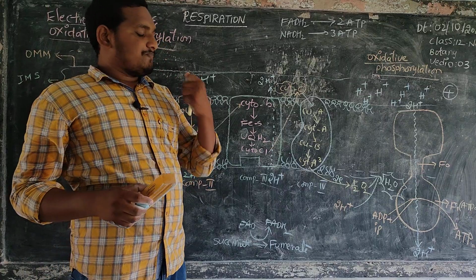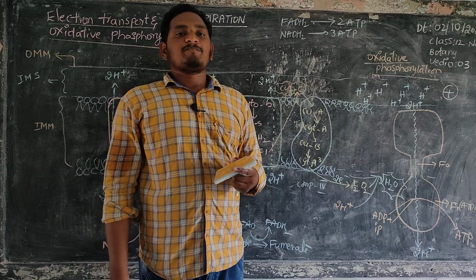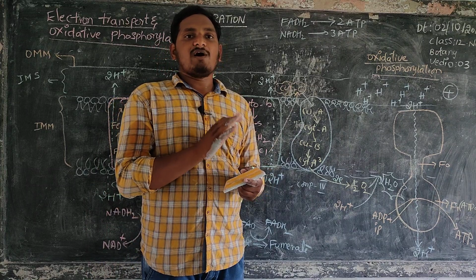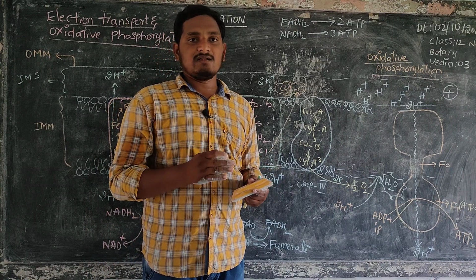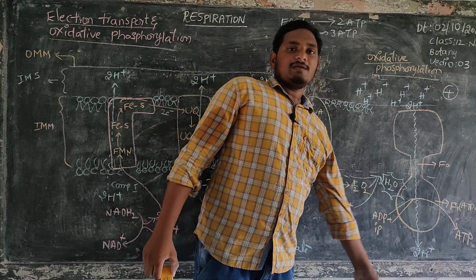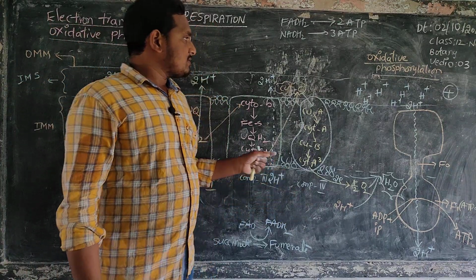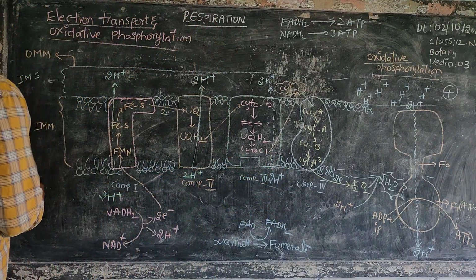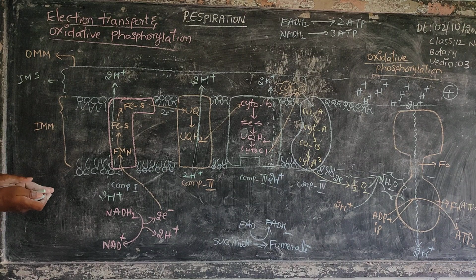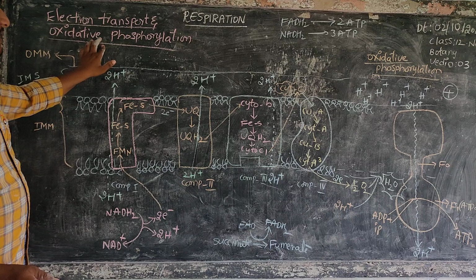That is, the number of NADH2 and FADH2 formed by the Krebs cycle and glycolysis makes up the ATP here and the water molecule here. So once we have to recap what will happen in this system: electron transport and oxidative phosphorylation.